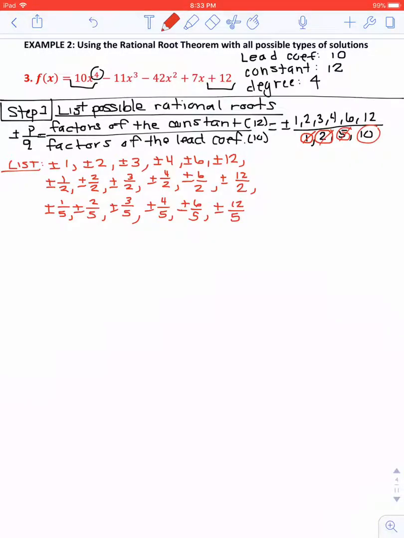All right, last one, over 10. 1 over 10, 2 over 10, 3 over 10, 4 over 10, 6 over 10, and 12 over 10. When your list is that big, you usually have doubles, so we're going to eliminate the doubles.